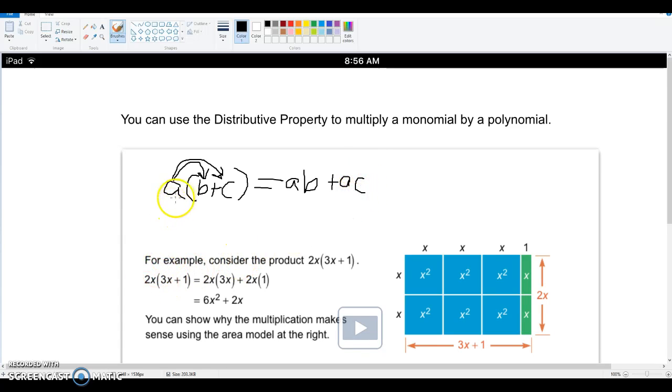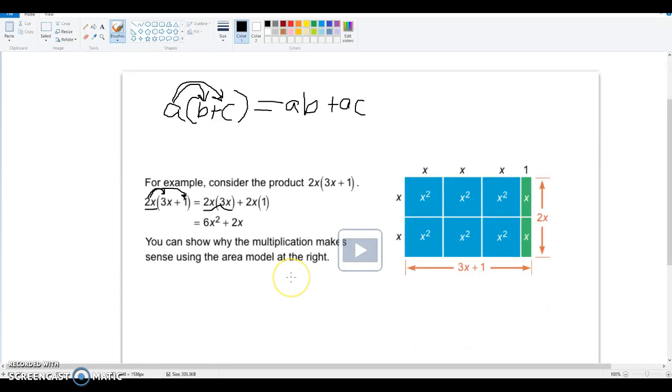So instead of just having a, they have 2x. So this 2x is multiplied by 3x to give you 2x times 3x. And the 2x is multiplied times 1 to give you 2x times 1. Well, 2x times 3x, 2 times 3 is 6, and x times x is x squared. And 2x times 1 is just 2x.